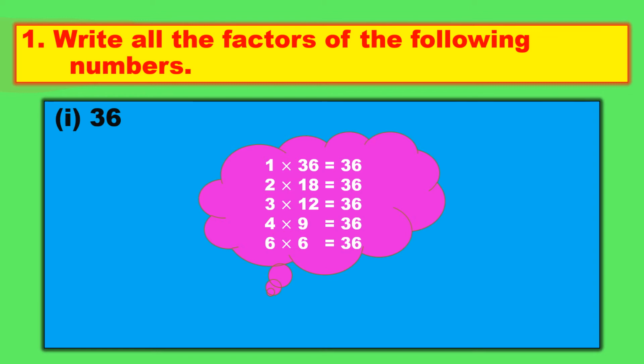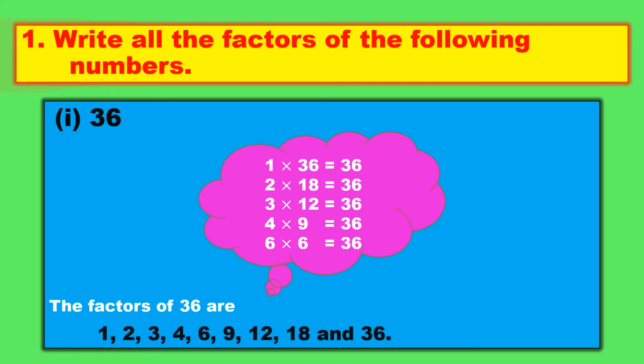So after 6, already 6 came here, so there is no need to find out 7. In the 7 table it will not go, in the 8 table it will not go, in the 9 table it goes, but already we wrote 9 here, so there is no need to find out the factors, right? So 1, 2, 3, 4, 6, 9, 12, 18, 36 are the factors. That's it. Very, very easy, right? So 1, 2, 3, 4, 6, 9, 12, 18 and 36 are the factors of 36. Now we'll go for the next.